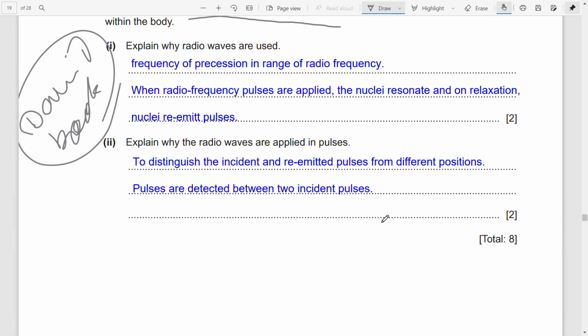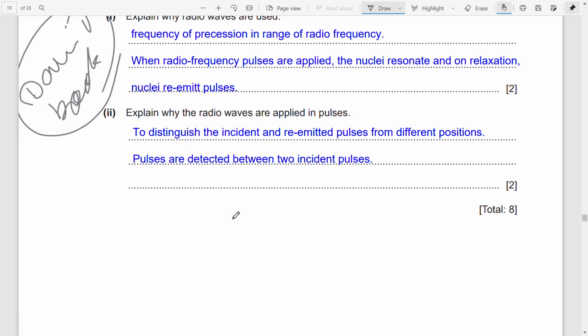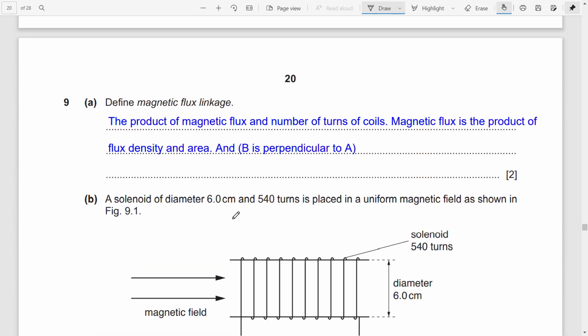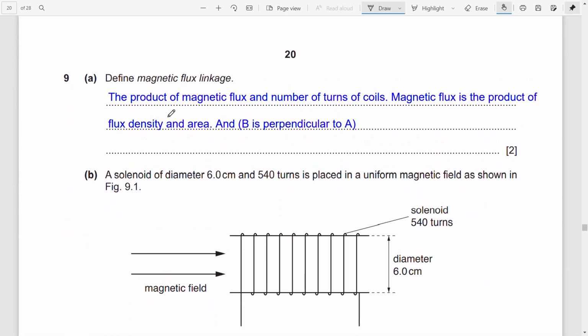Explain why the radio waves are applied in pulses: to distinguish the incident and re-emitted pulses from different positions. Pulses are detected between two incident pulses. Same thing, David Sang book. I'm not an expert in this field actually, so definitions you can do on your own.